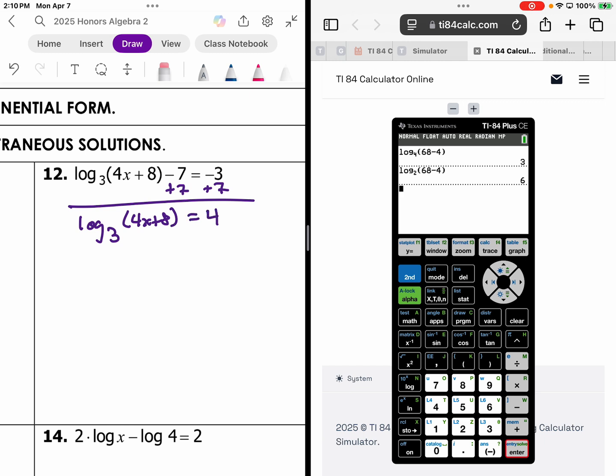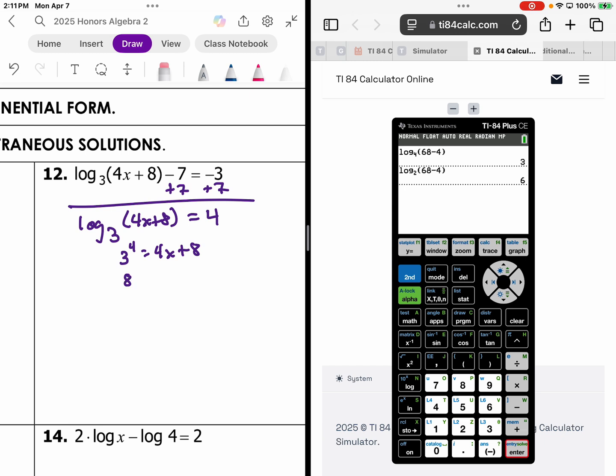Now again, notice how I am not distributing the log into the parentheses. We do not do that. The 4x plus 8 is a contained parenthesis, so we would not split it up into 2 logs either. We wouldn't say log base 3 of 4x plus log base 3 of 8. We remember we have to be multiplying in order to split it up. So now I can rewrite it as 3 to the 4th equals 4x plus 8.